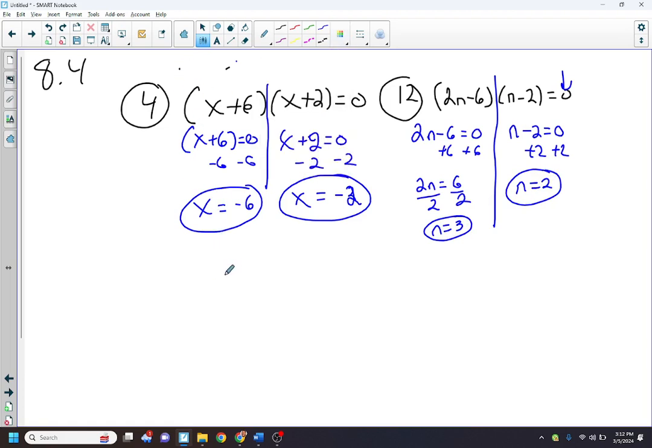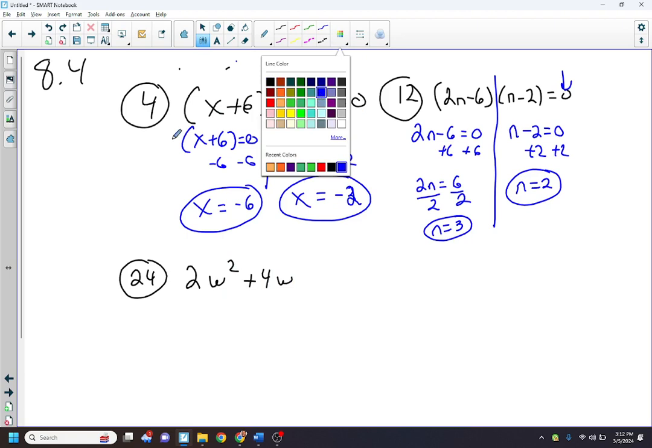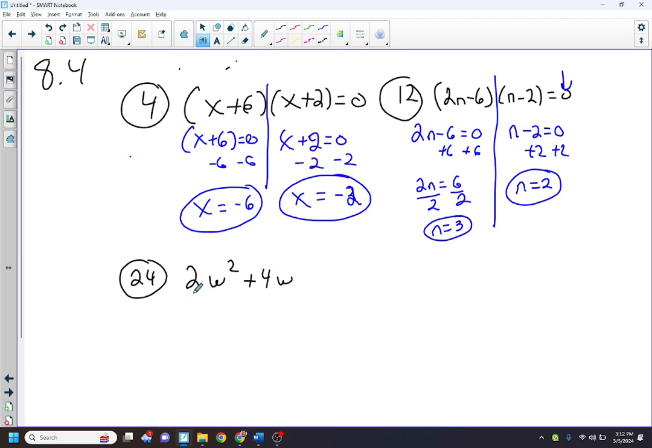And what did you ask, 24 earlier? On 8.4, 24 is a GCF, so we're going to take out what's in common. I look at the first numbers, the 2 and the 4. So it's going to be 2 in common, because 2 times 1 gives you 2, and 2 times 2 gives you 4.